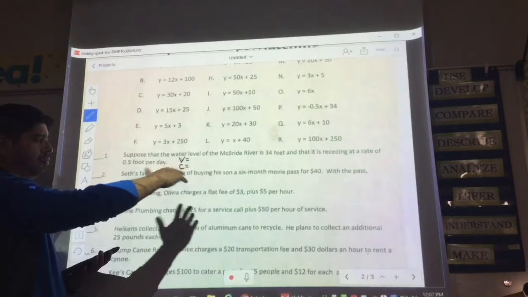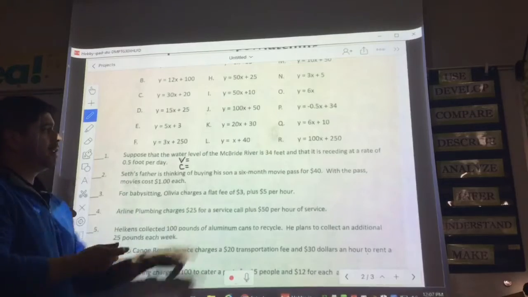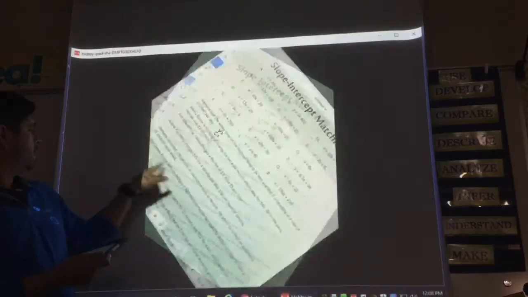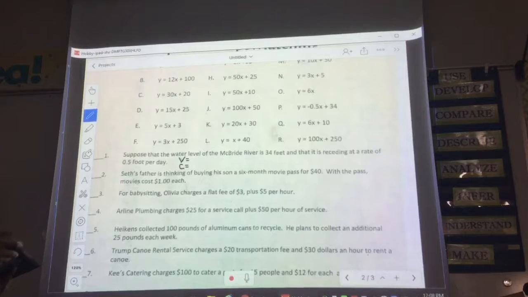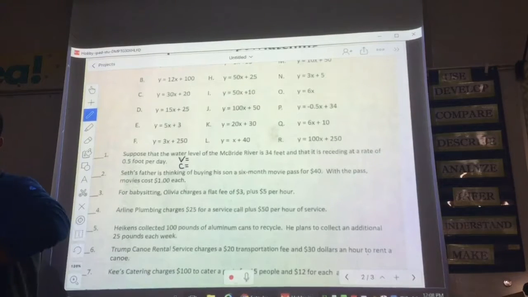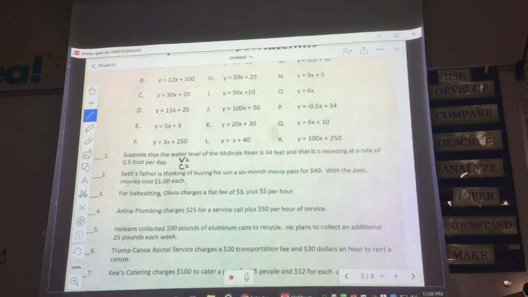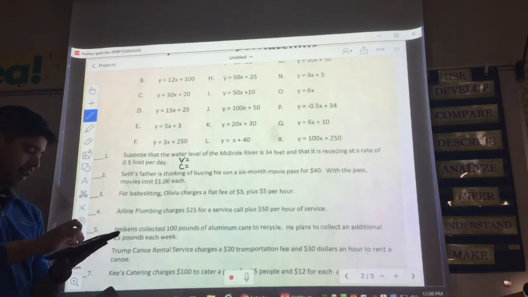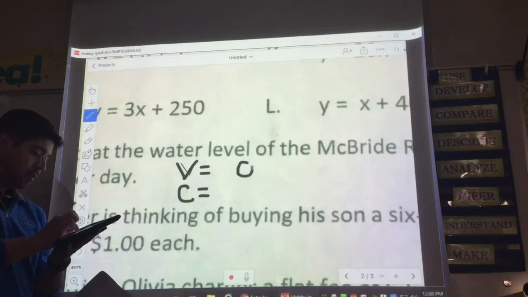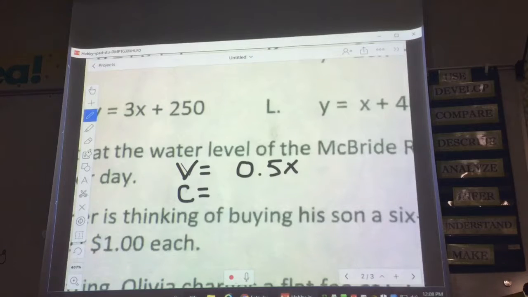is the river moving or doing anything 34 feet per day or 0.5 feet per day? Because I want to find out what my variable is going to go with. Is the variable going to go with 34 or 0.5? 0.5, because that's the amount the river is moving every day. So my variable is going to be 0.5 and then put an x with it. This is the same thing as the slope.